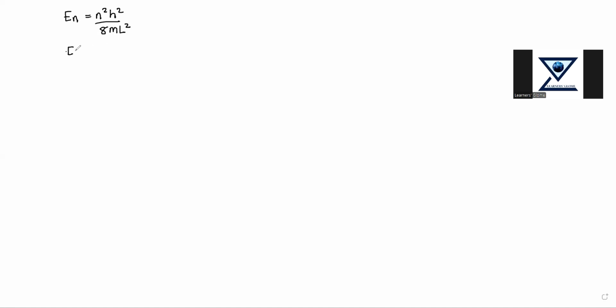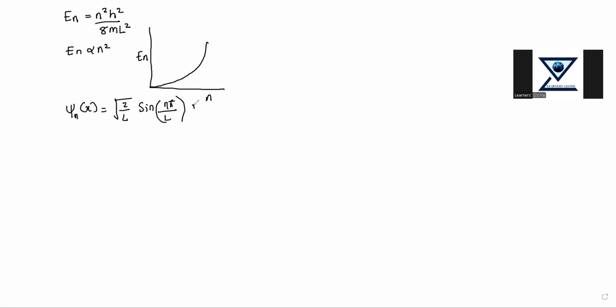So we've written it as En proportional to n square, and if we draw a graph, it increases exponentially with respect to n and En. And we found the wave function as psi n of x is equal to root of 2 by L into sine n pi by L into x. This much we discussed in the last class. Now we are going to discuss the Fermi energy.